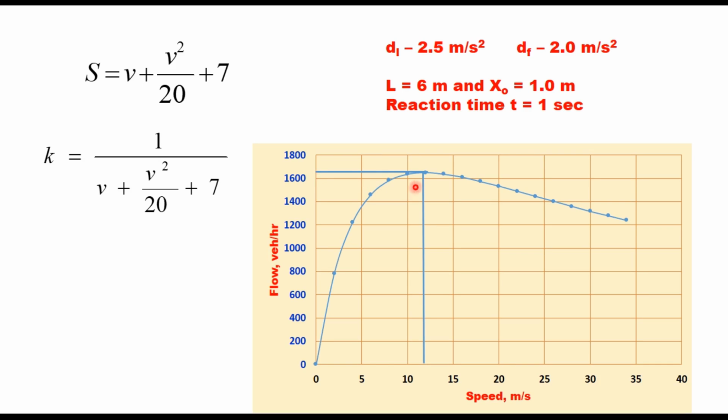So you can see that the flow is maximum at a speed of around 12 meter per second, and this flow is 1648 vehicle per hour, and that is the capacity of the road. This capacity of the road is for these parameters. If you change the parameter, the capacity will change.